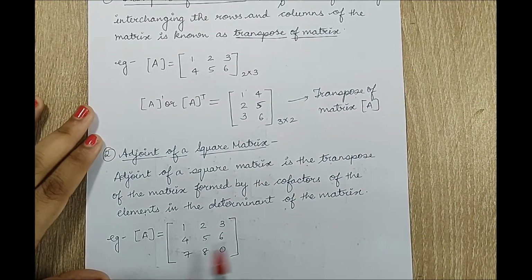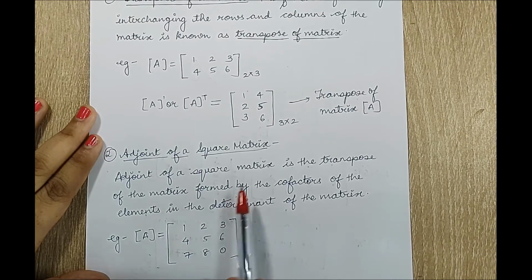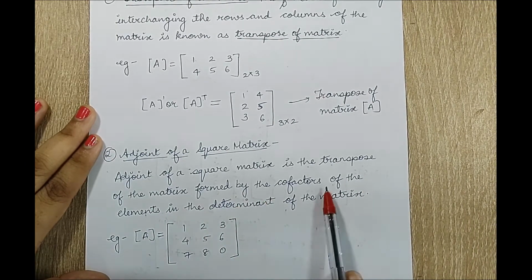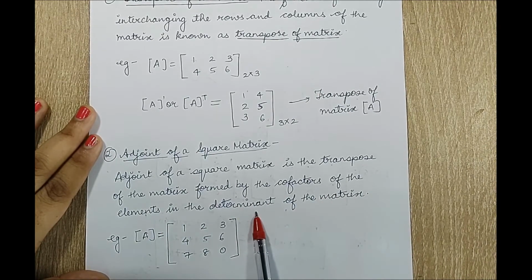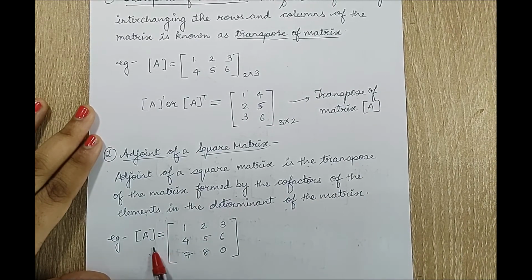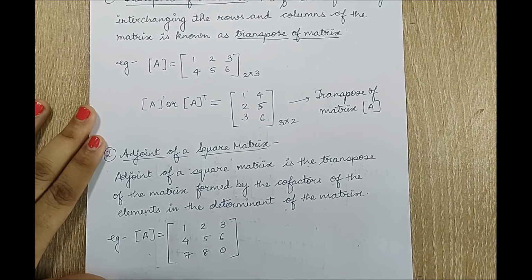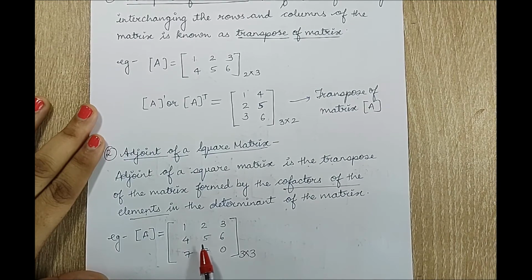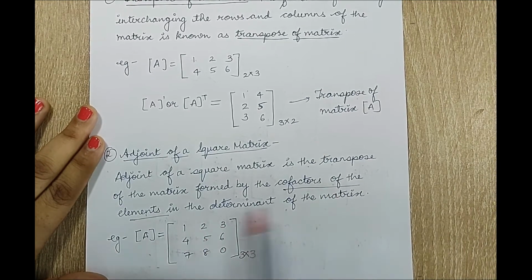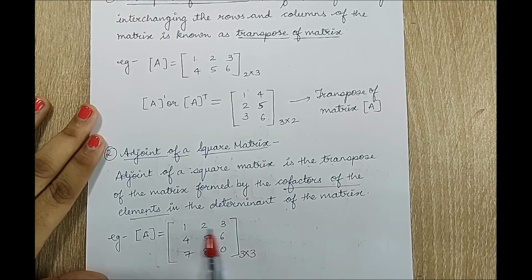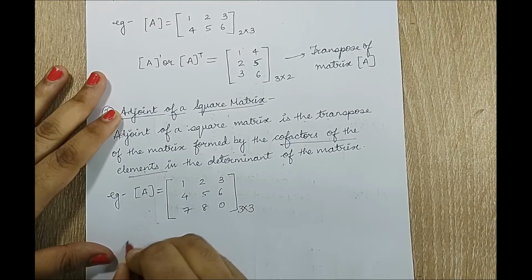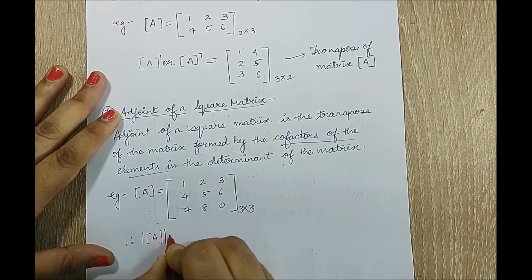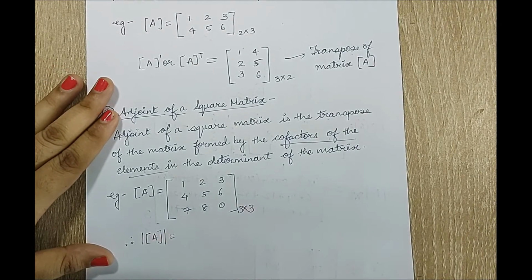Next is the adjoint of a square matrix. The adjoint of a square matrix is the transpose of the matrix formed by the cofactors of the elements in the determinant of the matrix. Now this is a matrix A which is given to me. This is of order 3 by 3. I'll have to first find a matrix which is formed by the cofactors of the elements in this matrix A. So let's start. So therefore I'll have the determinant of the matrix which I have to find.